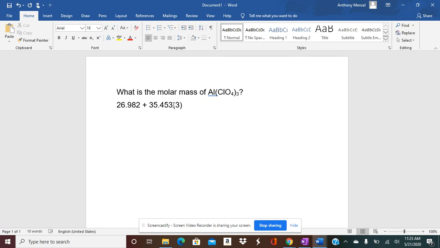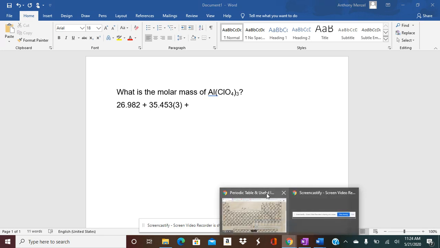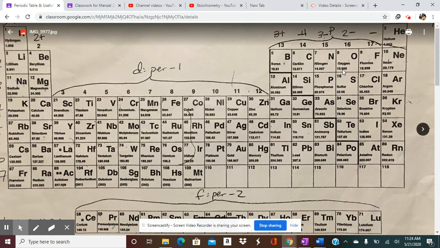And you can always remember to multiply because when it's the same element, you multiply. When you move on to a different element, that's when you add. Now that we've finished chlorine, we're going to add because we're moving on to a new element. And we know it's a new element because it's a capital letter. In this case, it's a capital O, so it's oxygen. The molar mass for oxygen is 15.999.